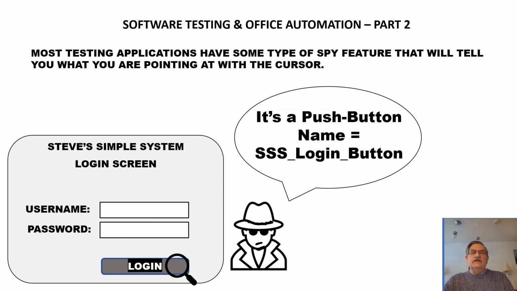Now, most software testing applications have some kind of a spy. There he is right there. And when you use the spy and you use the cursor to point at something, like the login button, the spy says, oh, it's a push button, and it's named SSS login button. So that's a handy way to find things on the screen. Like I said, if the frames are invisible, sometimes the spy can't even find them easily, so you have to be careful.